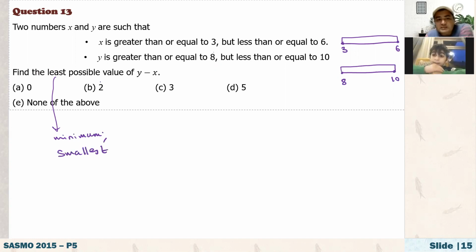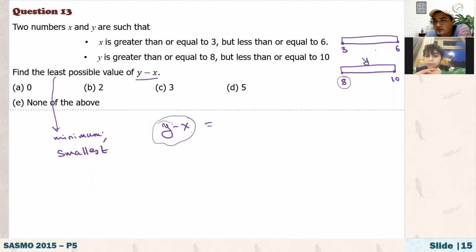Find the least possible value of y minus x. If you are subtracting y minus x, we are looking for the minimum value. Since we are subtracting, y must be the smallest number and x must be the biggest number. What is the smallest value of y? Look, the smallest value is 8.